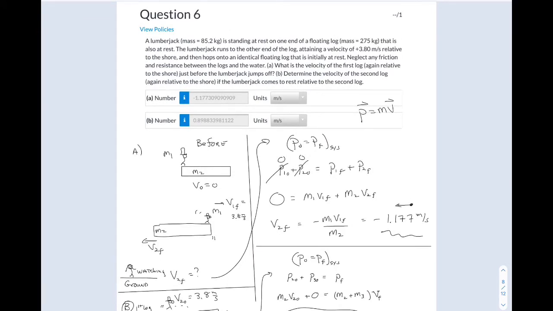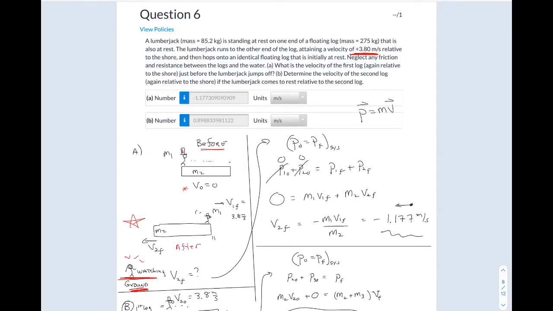Okay, this question is two parts. Basically I have someone standing on the ground watching a lumberjack on a log. They start here at rest. The lumberjack is on the left side of the log. They're M1, the log is M2. Nothing's moving. That's my before picture. Then the lumberjack starts to run, and right when they get to the end, they tell me the lumberjack is going 3.8 meters per second as measured from that person on the shore, on the ground. So this is my after picture.